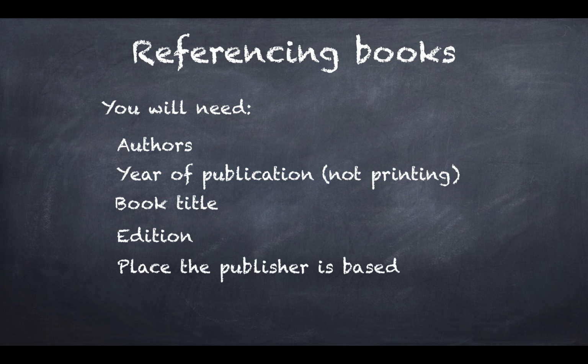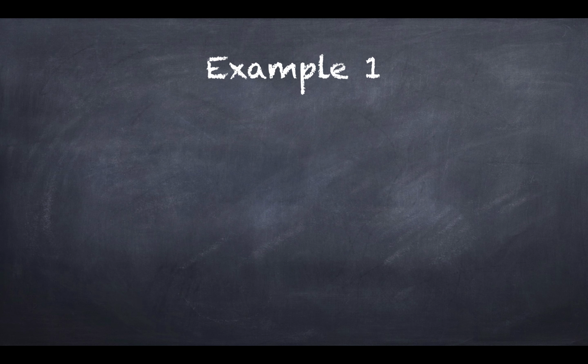Then you have to mention where the publisher is based and the name of the company who has published the book. Okay, so these are the details that you need. Now, we don't arrange them like this. If you arrange them like this, your reference list would become pages and pages long. Let's look at this little example here to see how to lay it out.